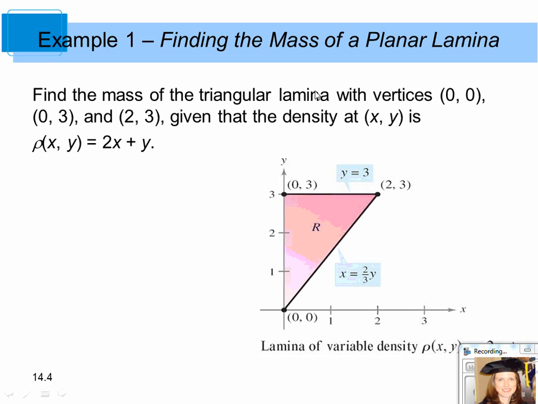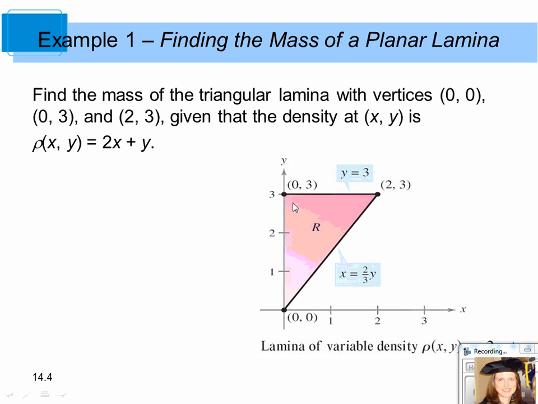Here's an example of finding the mass of a planar lamina. Find the mass of the triangular lamina with vertices at (0, 0), (0, 3), and (2, 3), given that the density at any point on the lamina is defined by this function, rho of x, y equals 2x plus y. So you can determine the density at any point in the lamina by indicating the location x and y and plugging it into the formula.